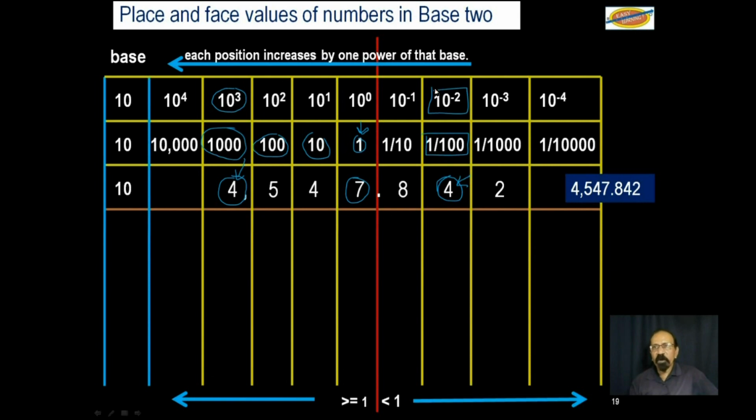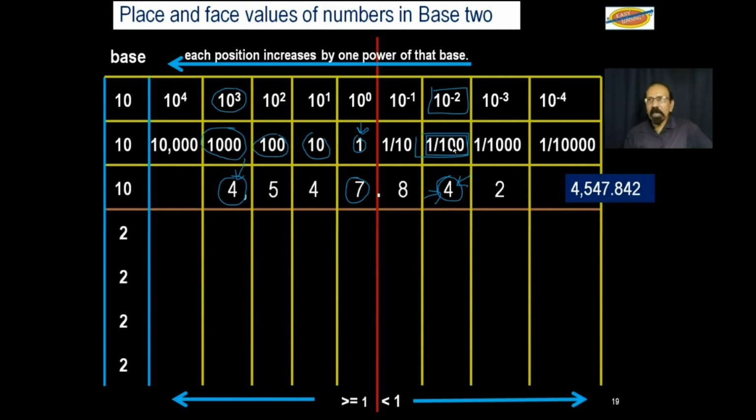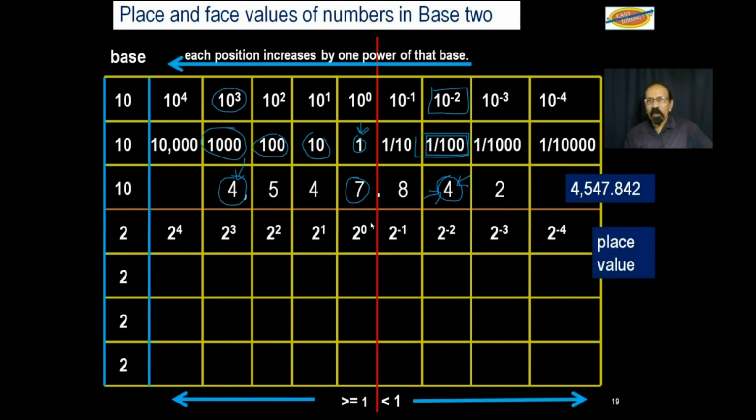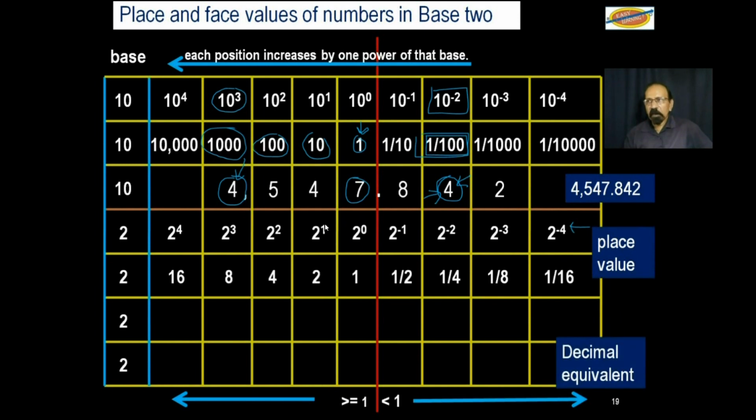And how many do you have? You have 4 of those. So its face value is 4 and its place value is the 100 position. That is for base 10. Base 2 follows the same pattern. Place value that we can see here, and these are the decimal equivalent.